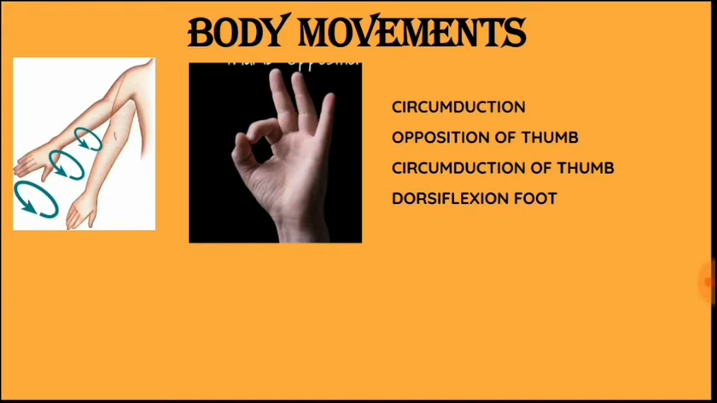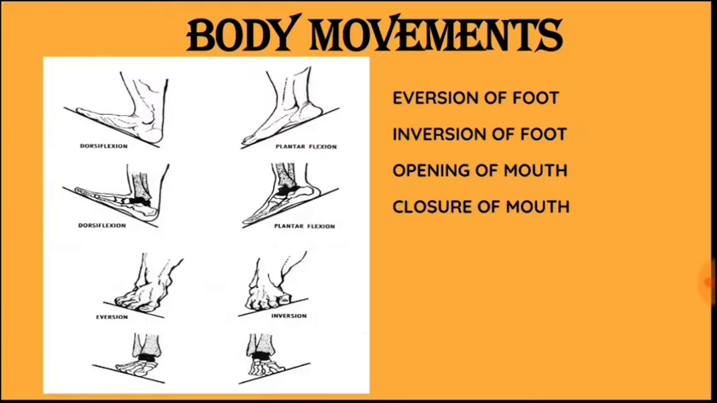Dorsiflexion of foot. I'll show that in the next image. So you can see there are different movement of foot that is being represented in the image. So dorsiflexion, plantar flexion. Dorsiflexion is again shown with the muscular and the bone structures. Plantar flexion also. Then eversion, inversion of foot. Opening of mouth, you know what is opening of mouth and closure of mouth is, so they are also included in body movements.